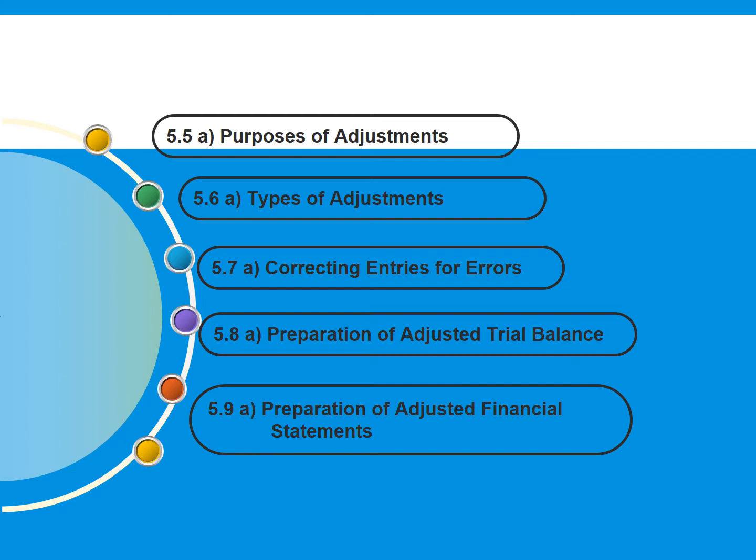At the end of the lessons, students should be able to: 5.5a. Mention the purposes of adjustments. 5.6a. The types of adjustments. 5.7a. Correcting entries for errors. 5.8a. Preparation of adjusted trial balance. 5.9a. Preparation of adjusted financial statements.